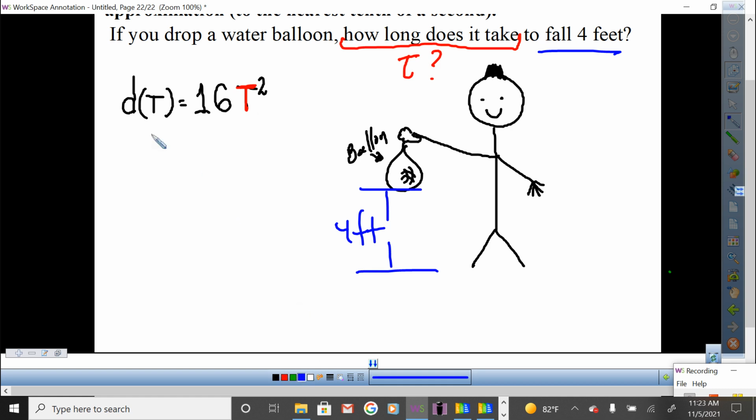However, what is this? Distance. What is the distance? What is it? 4 feet. That is correct. So we write 4 equals 16 t squared.